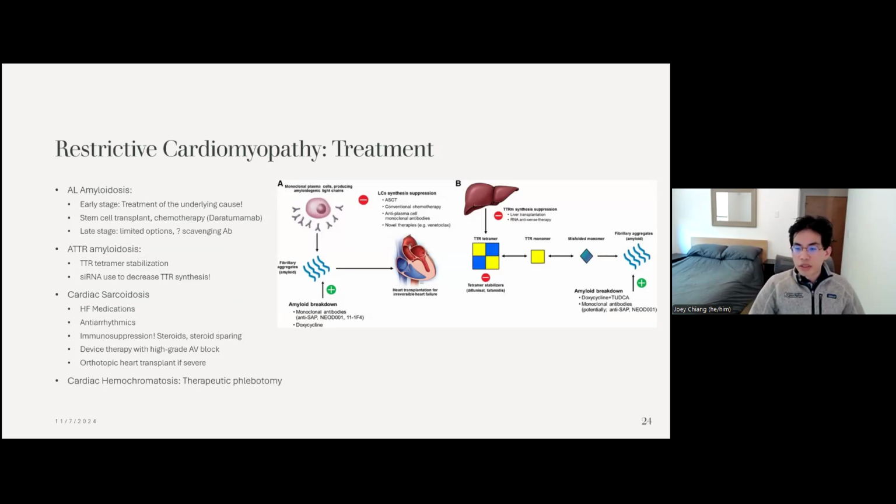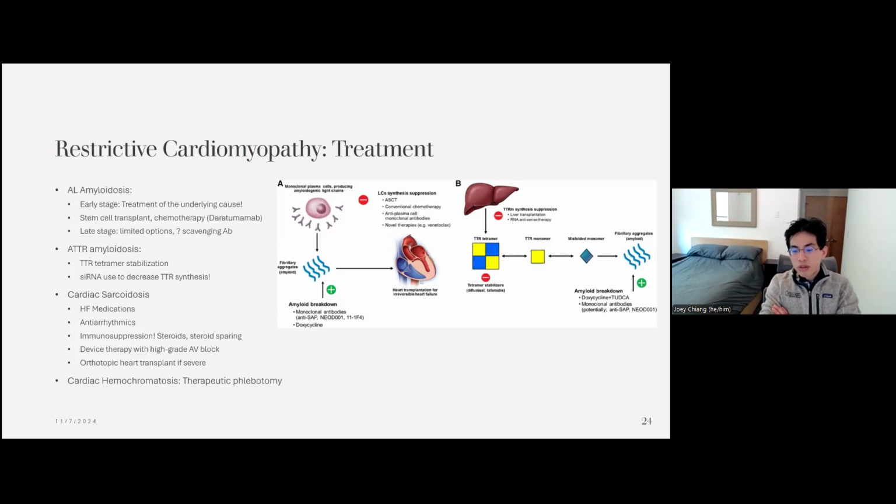And as far as treatment, there are some changes here and there that are continuing to be exciting. As far as AL amyloidosis, usually it's just treatment of the underlying cause. You can do some proteasome inhibitor treatment with stem cell transplant and chemotherapy using daratumumab. And then one of the real challenges is late stage. There aren't any FDA-approved treatment options that are going to be quite useful. I think people have been mentioning that there are some scavenging antibodies that are hopefully going to go into the cardiac regions and help withdraw them, but I think that's been difficult to bear out in practice.